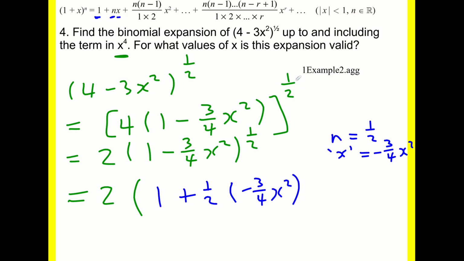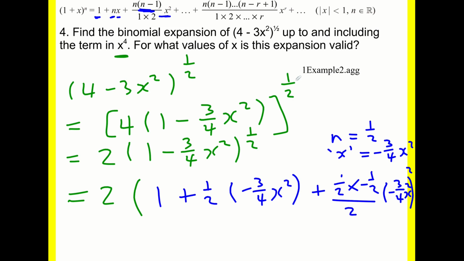There's that first term. Second term, plus a half times minus a half, because I'm minusing 1 from my n, divided by 2, x squared, but it's not just x squared, it's minus 3 over 4 x squared, and then I am squaring that as well. Oh, just about fit that on.